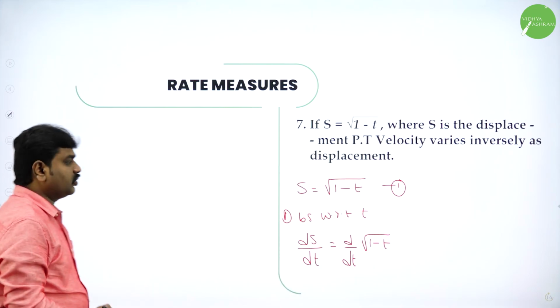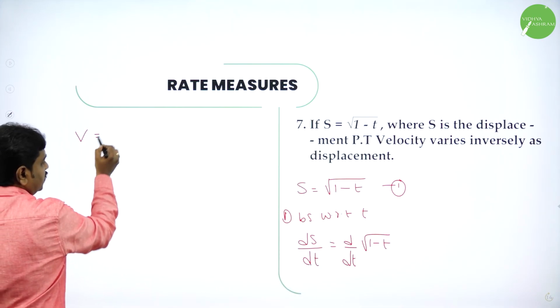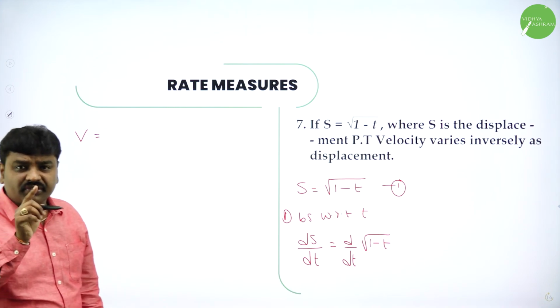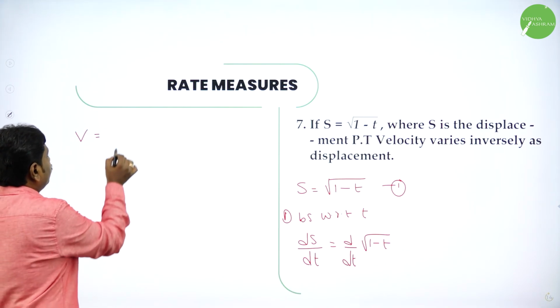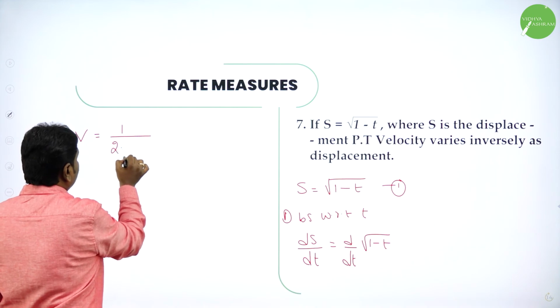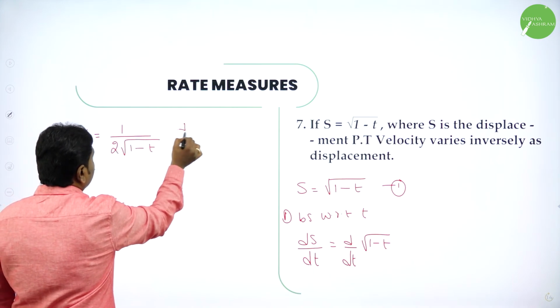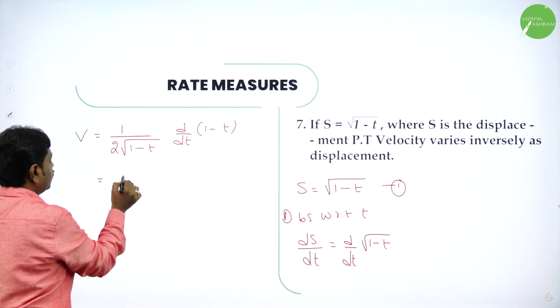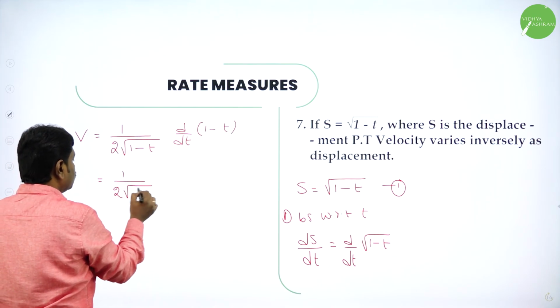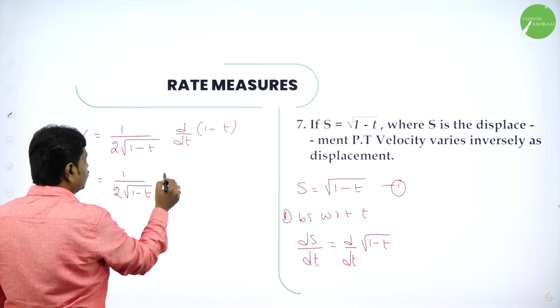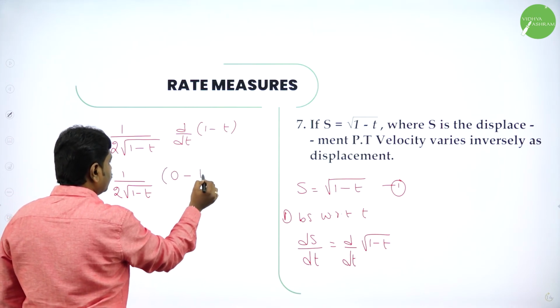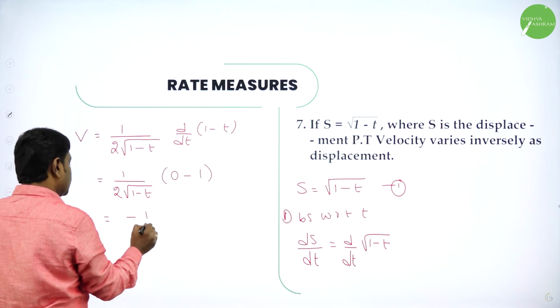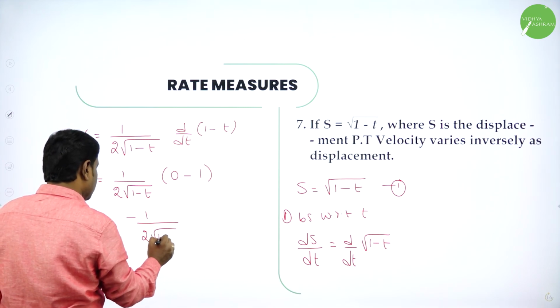LHS ds by dt, you know what is meant by ds by dt? Velocity. And derivative of root x is 1 by 2 root x. Derivative of root of 1 minus t is 1 by 2 root of 1 minus t into d by dt of the internal function, that is 1 minus t. That is 1 by 2 root 1 minus t into derivative of 1 is 0 minus derivative of t is 1. So it will become minus 1 divided by 2 root of 1 minus t.